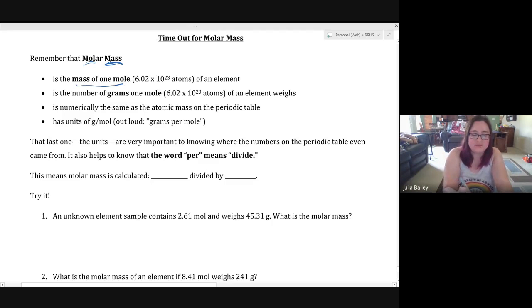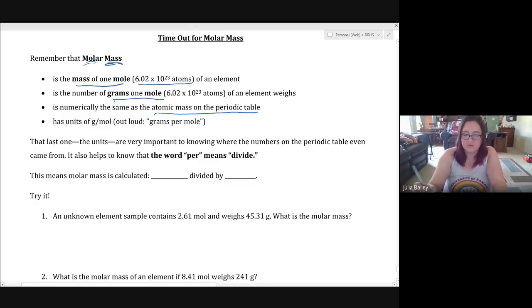So if you have 6.02 times 10 to the 23rd atoms of an element, then you have 1 mole of an element. You stick that on a scale, whatever that mass is, that's the mass of 1 mole. That's your molar mass. It's also the number of grams that 1 mole of an element weighs, right? So mass and grams are the same thing. It's numerically the same as the atomic mass on the periodic table.